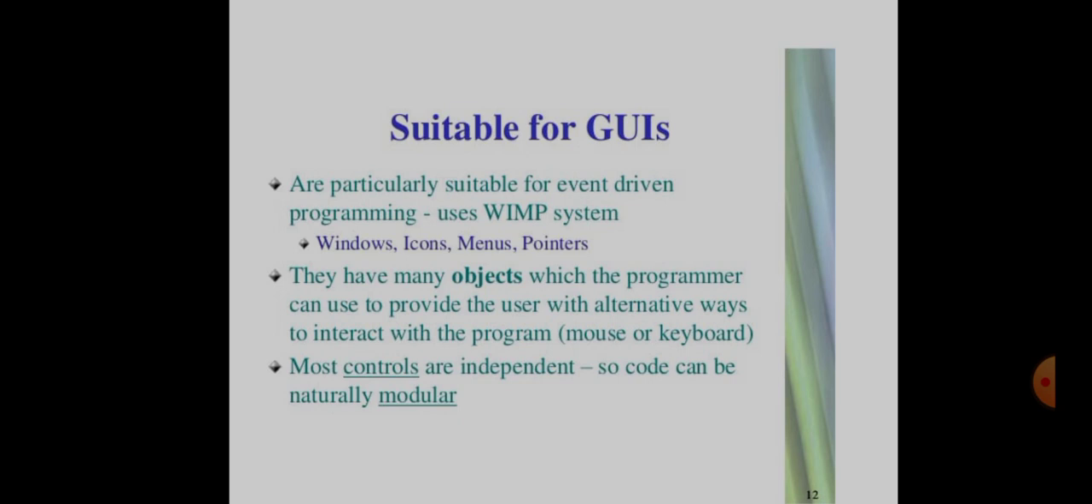Then suitable for GUI, that is the WIMP system. The WIMP system is windows, icons, menus and pointer in computers. Most controls are independent, so code can easily be modular.